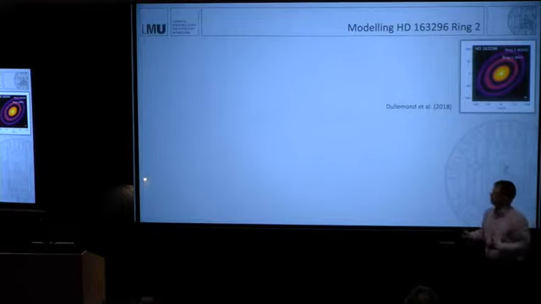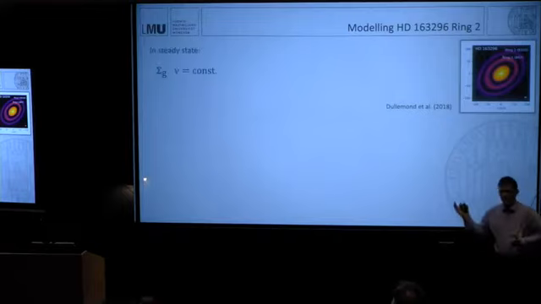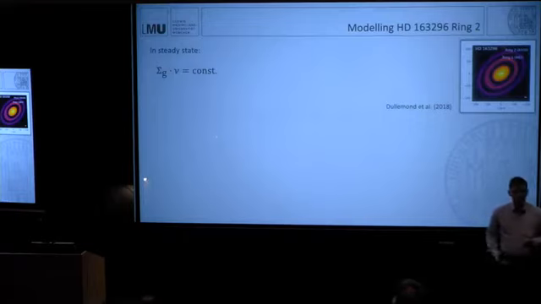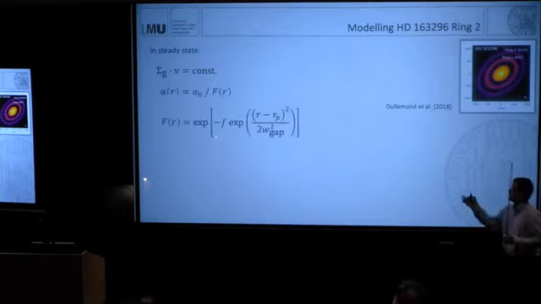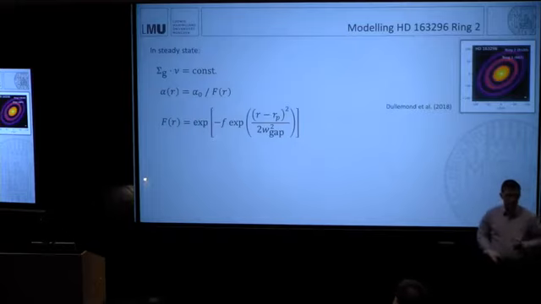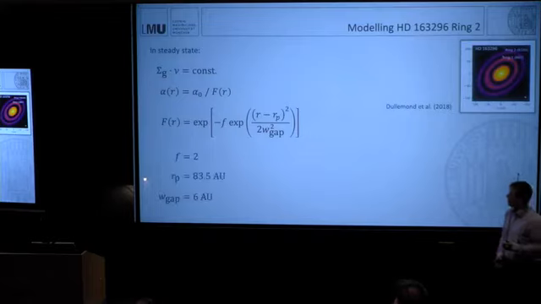So the idea what we want to do is, in steady state, the surface density times viscosity is a constant. So if you want to have a gap in gas, we have to increase the viscosity. And since we are using the alpha prescription of viscosity, we just have a Gaussian bump in the viscosity, so we get a gap in the gas. And we used these kinds of values for that.